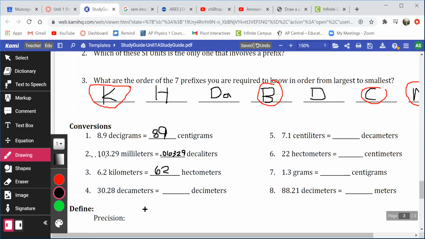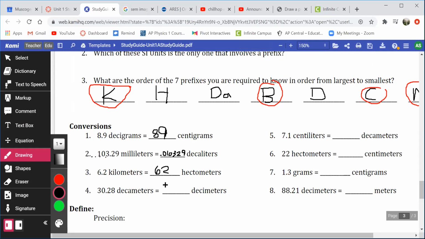All right. Next up, number 4, 30.28 decameters to decimeters. Callie, what's wrong? Tell me what's wrong. Jolie, can I get you to mute yourself for me, please? Oh, I'm so sorry.